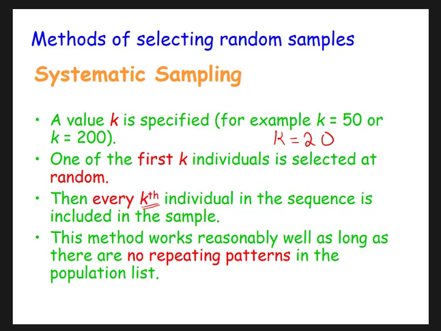This method works reasonably well as long as there are no repeating patterns in the population list. In other words, large families, so that the names would be all grouped together. Now, that could be an issue because you've got a pattern within the list, and the system is not accounting for that pattern within the list.